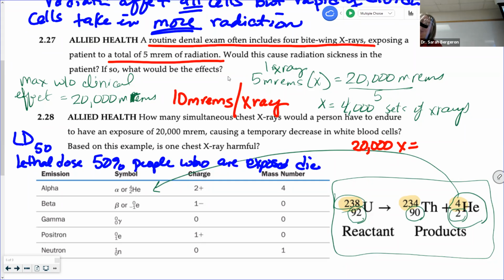So really, how should we set this up? We want to know how many, so X times 10 millirems will give us 20,000, right? So divide 20,000 by 10. How many do you have to get? You need a calculator. How many X-rays do we need?